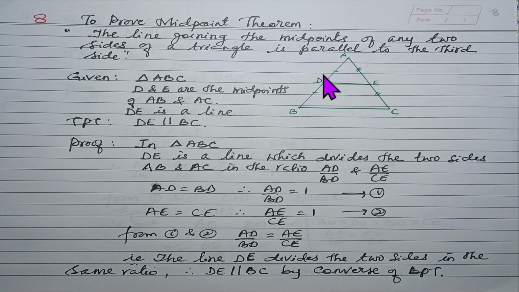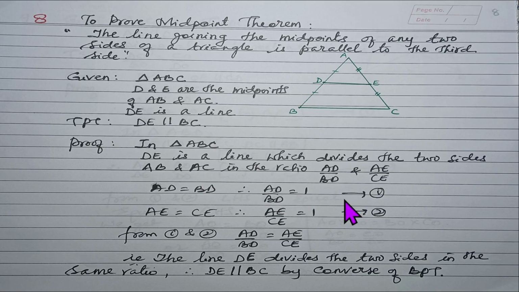So let us understand. In triangle ABC, DE is a line which divides the two sides AB and AC in the ratio AD by BD and AE by CE, but we know that AD by BD is 1 and AE by CE is also 1.